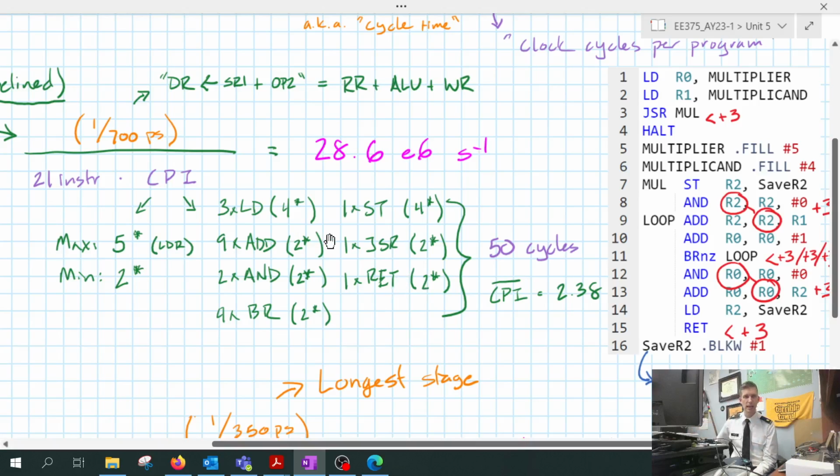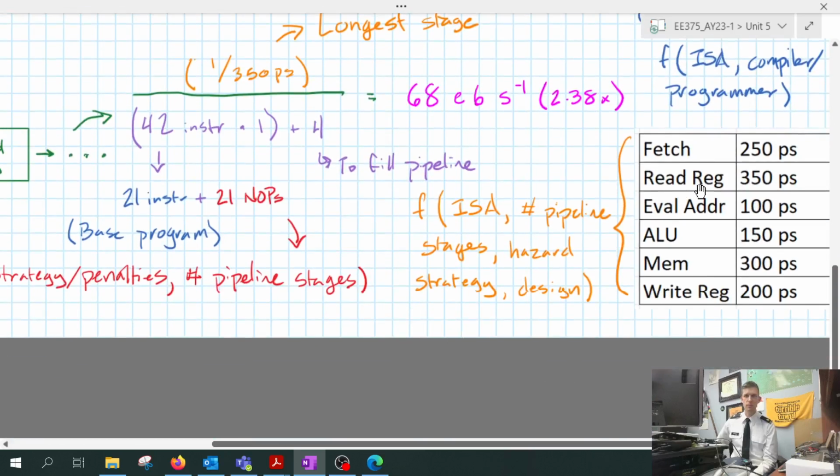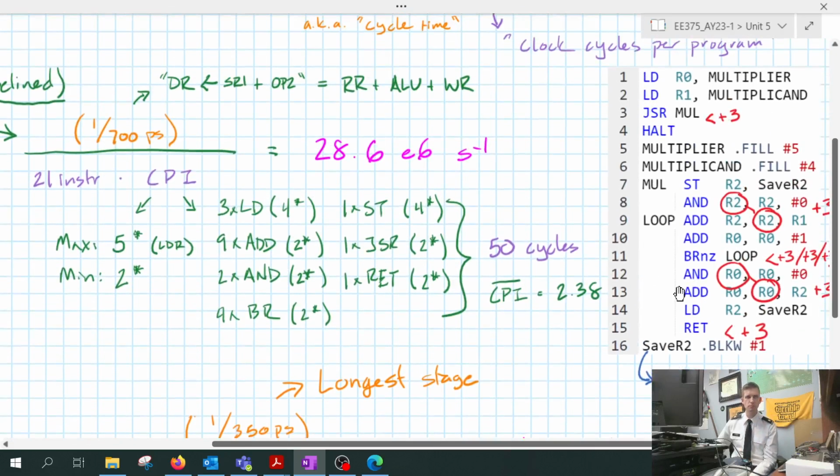On the other end of the spectrum, we've got a load instruction that, by my count, takes 4 clock cycles. And that's because on 1 clock cycle, we're going to fetch the actual load instruction. On the next clock cycle, we're going to evaluate the address. On the one after that, we're going to access memory. And then lastly, we're going to write to a register.